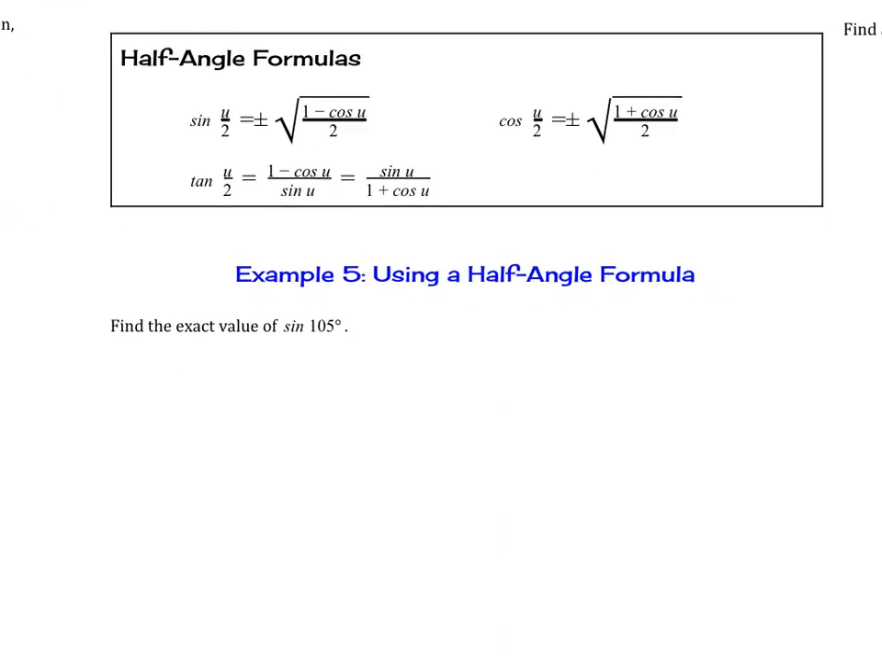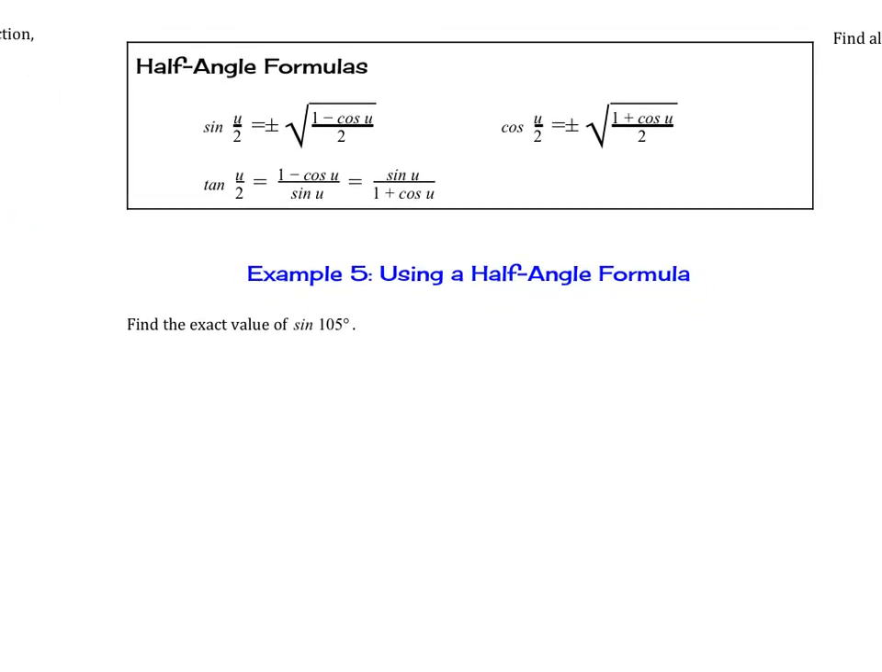Now let's take a look at half angle formulas. So we have sine of u over 2 equals plus or minus the square root of 1 minus cosine of u over 2. Cosine of u over 2 is plus or minus the square root of 1 plus cosine of u over 2. And then tangent of u over 2 is either 1 minus cosine of u over sine of u, or sine of u over 1 plus cosine of u.